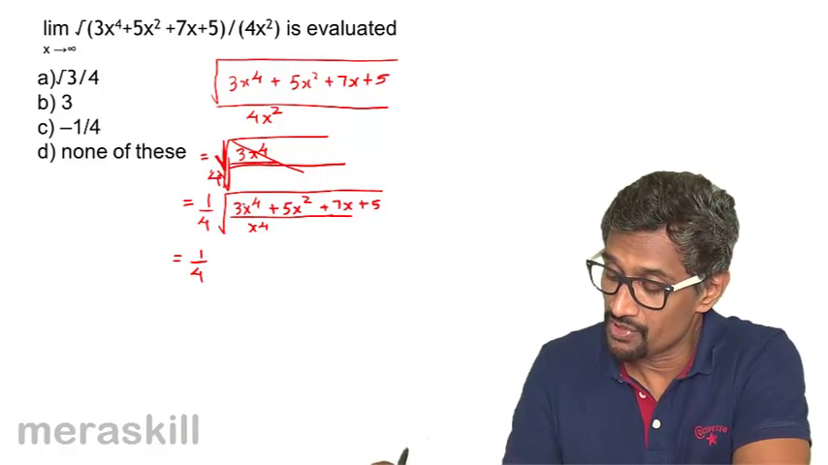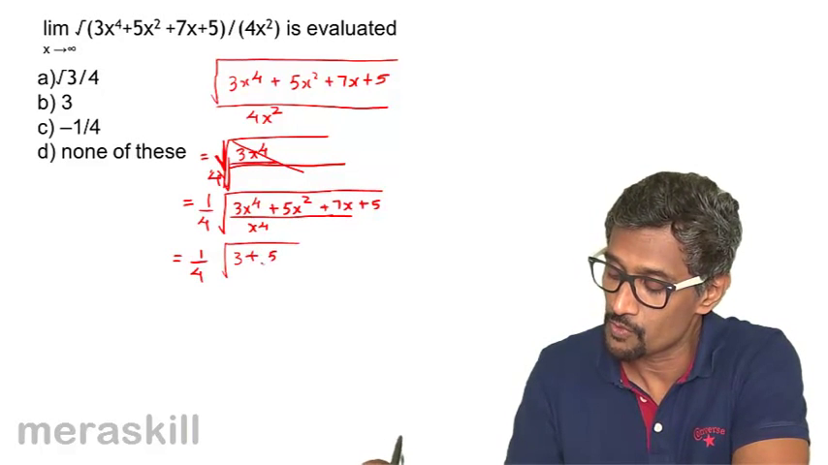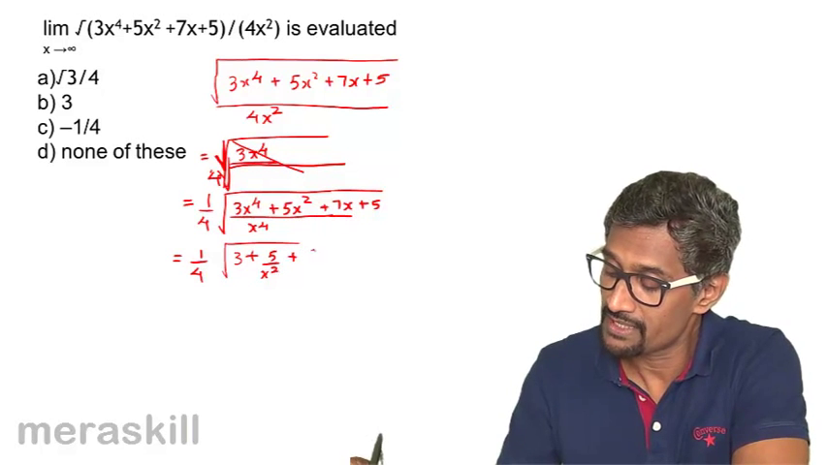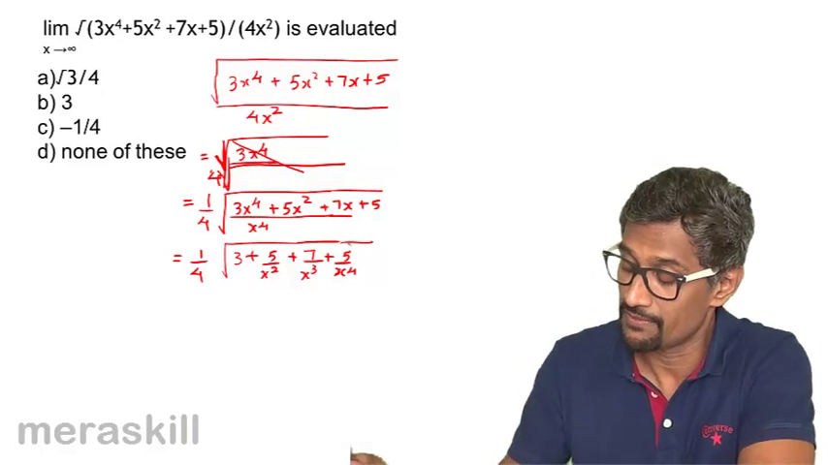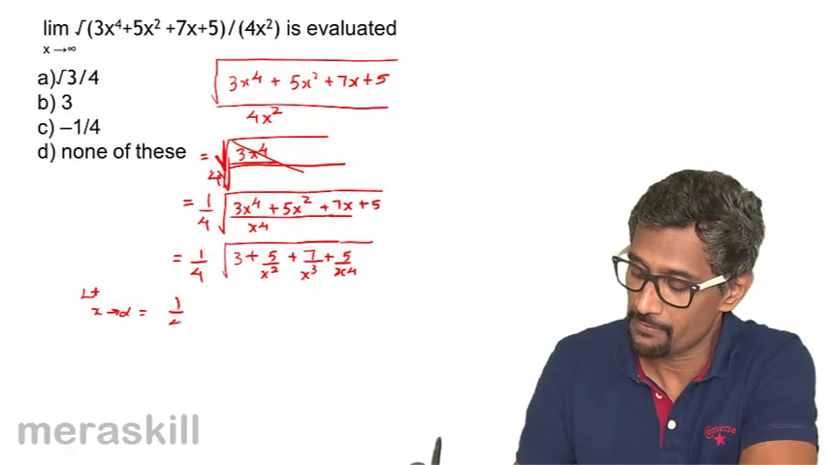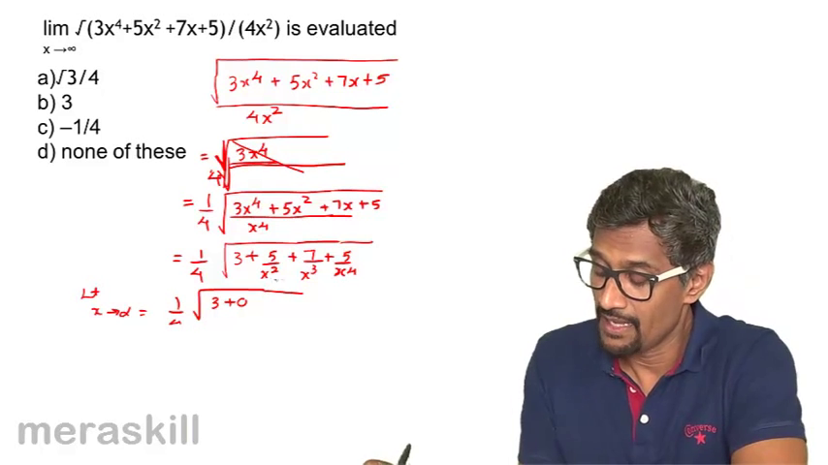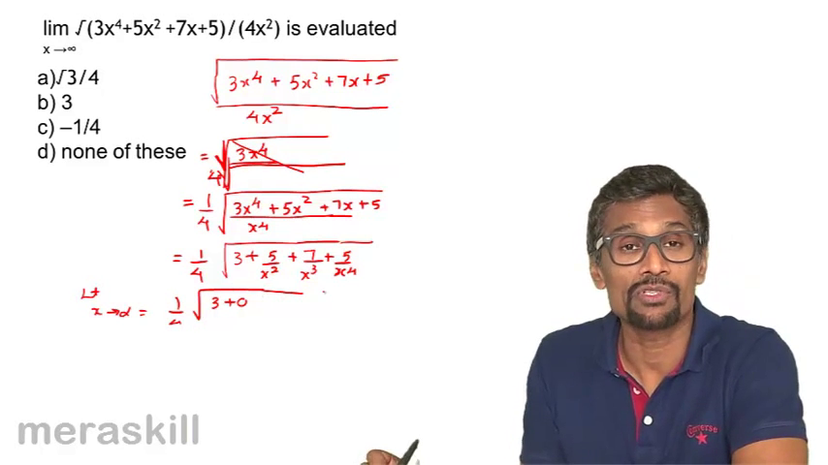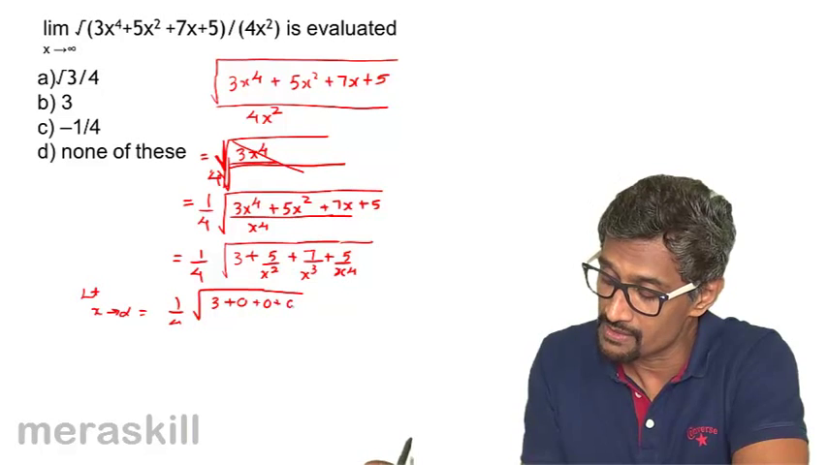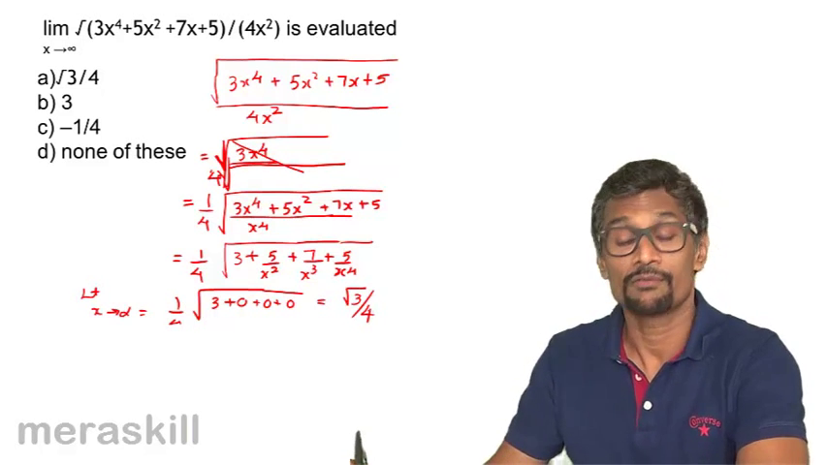So this turns out to be 3x^4/x^4, 3, plus 5x^2/x^4, 5 upon x^2, plus 7x/x^4, that is 7 upon x^3, plus 5/x^4, that is 5 upon x^4 itself. Now we need to find the limit as x tends to infinity, which turns out to be 1 by 4 into 3 plus 0, because as x tends to infinity, 1 by x and all the powers of 1 by x tend to 0. So 0 plus 0. Ultimately, this will become root 3 upon 4.